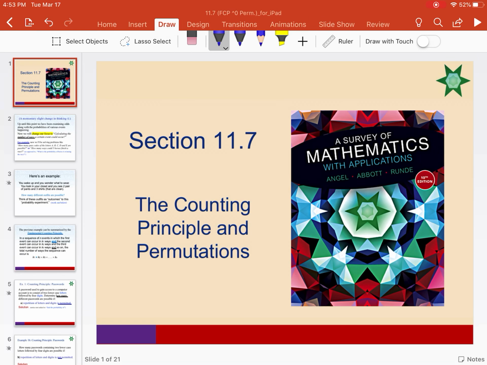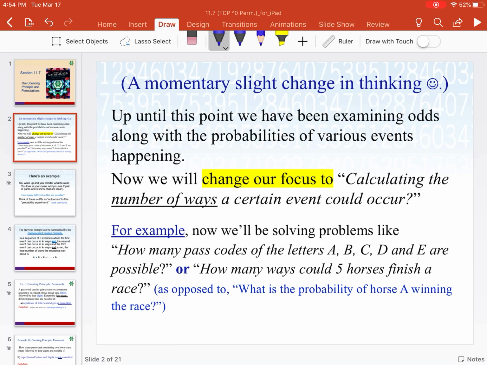All right, so a couple of big ideas in 11.7 involve the counting principle and something called permutations. Very big ideas, and notice how they are different and how this section and the next section are different from what we've been focusing on. You'll notice that absent from this section is the word probability. You're not going to be asked to find probabilities. The focus is on calculating the number of ways a certain event could occur.